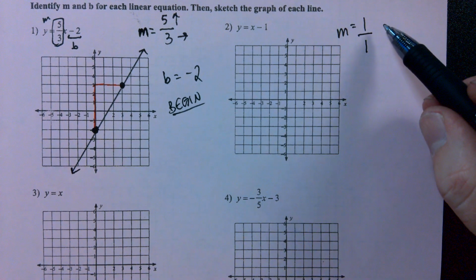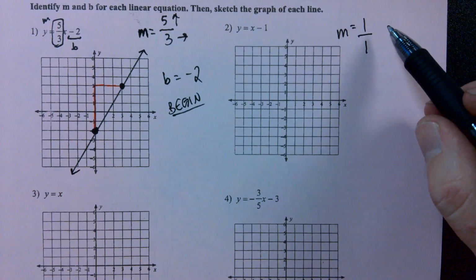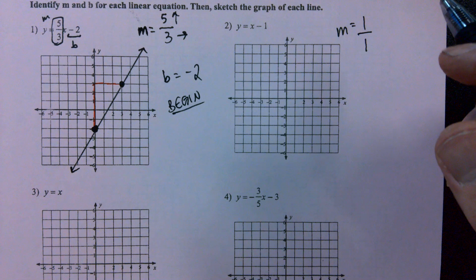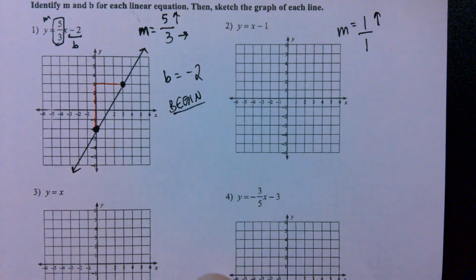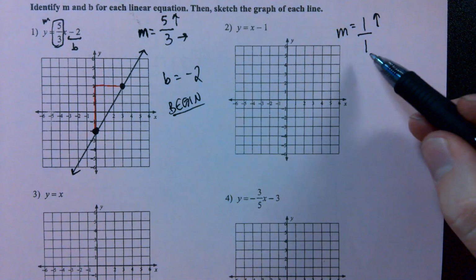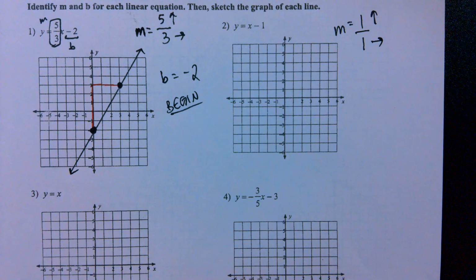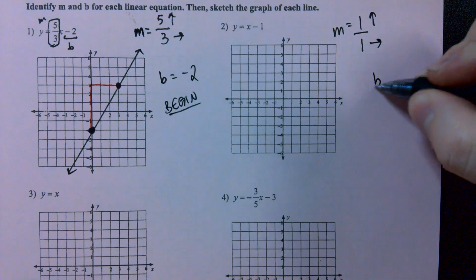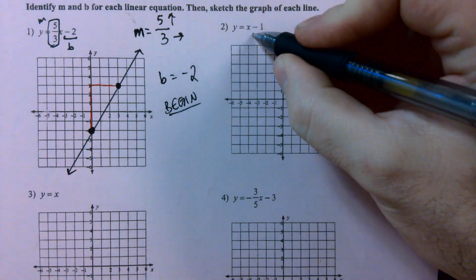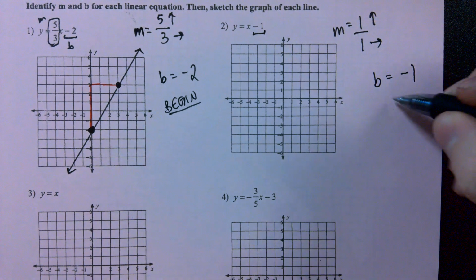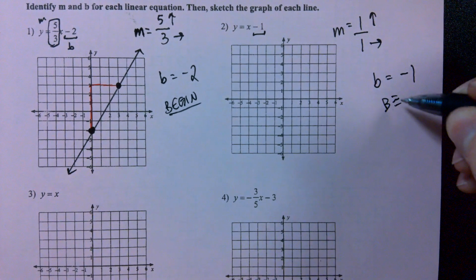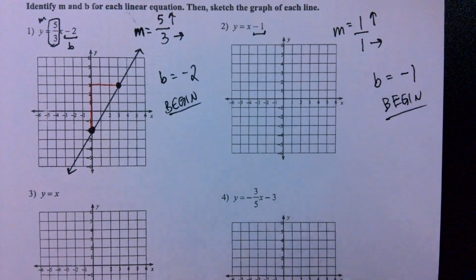So my rise is positive. What direction is that going to be? Up or down? Up, because it's positive. Like we said before, if you got your money up, that's a positive thing. And what direction are we always going to run? To the right. All right. What's my b value here? -1. That's where I'm going to begin.